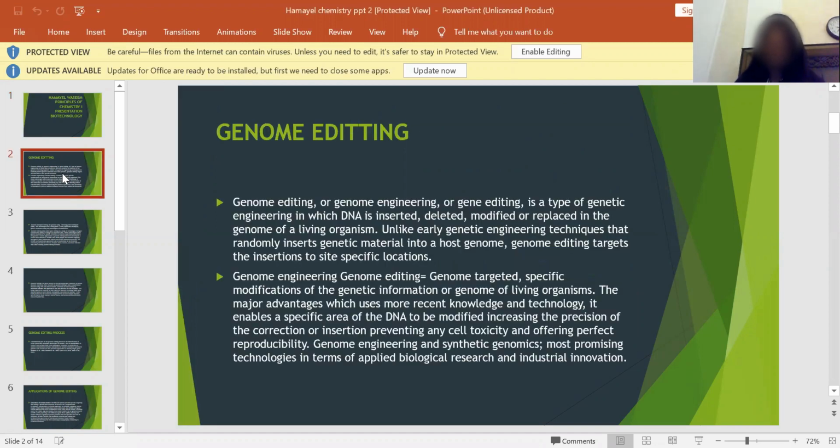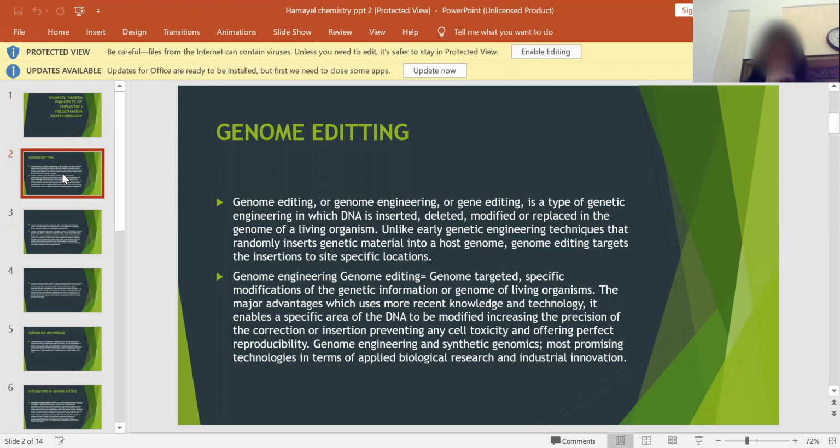So basically, I'll tell you today about genome editing. What is genome editing? Genome editing, or genome engineering, or gene editing, is a type of genetic engineering in which DNA is inserted, deleted, modified, or replaced in the genome of a living organism. Unlike early genetic engineering techniques that randomly insert genetic material into a host genome, genome editing targets the insertion to site-specific locations.